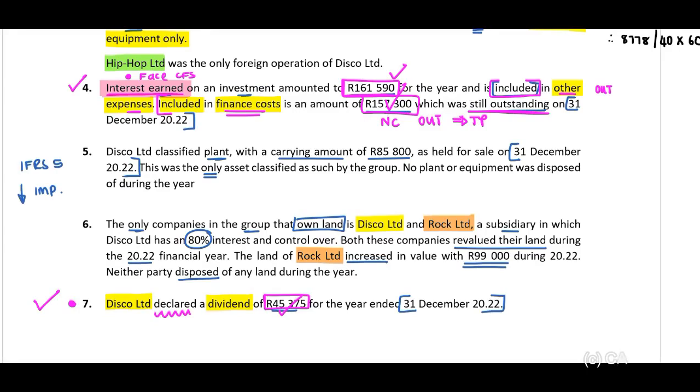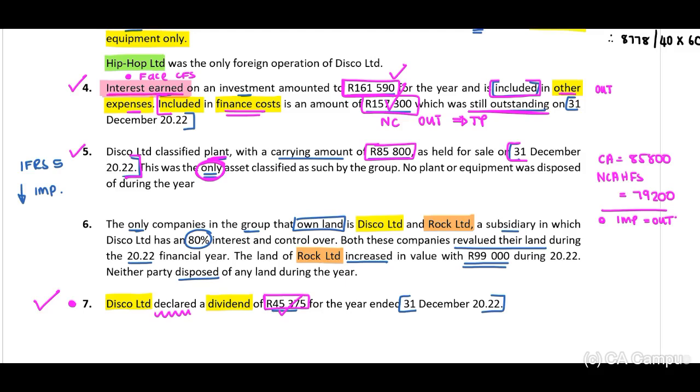Note 5. Disco Limited classified plant with a carrying amount of 85,800 as held for sale on 31 December 2022. This was the only asset classified as such by the group. Now, we know that the difference between our carrying amount, 85,800, and our fair value, which is now the non-current asset held for sale, if you look at our statement of financial position, 79,200. This difference is an impairment. This is non-cash. We need to take this out.